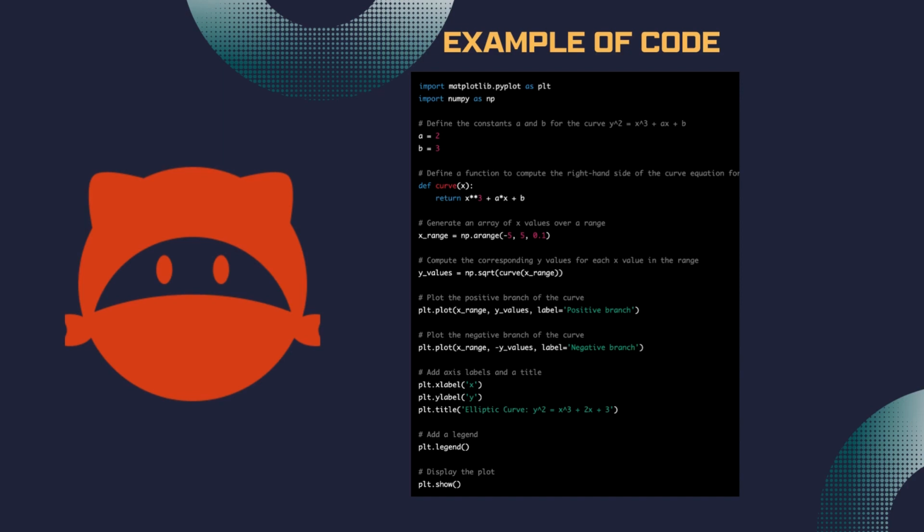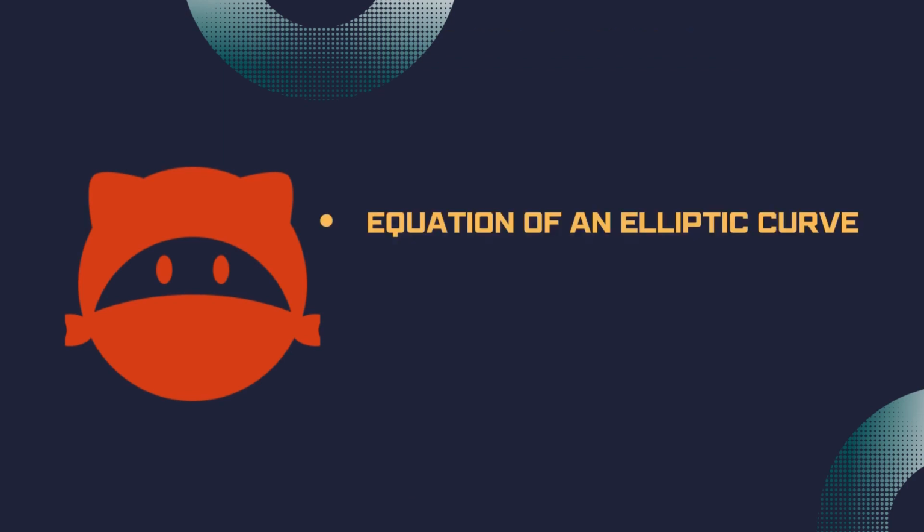a and b. In mathematics, an elliptic curve is a curve defined by an equation of the form y squared equals x cubed plus ax plus b, where a and b are constants, and the curve is defined over a field of characteristic not equal to 2 or 3.